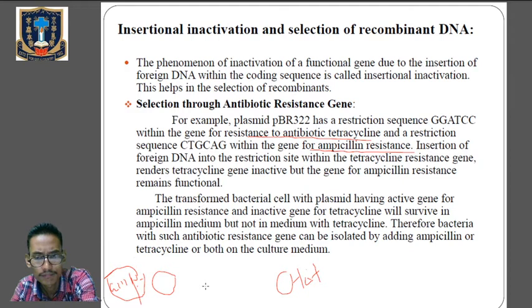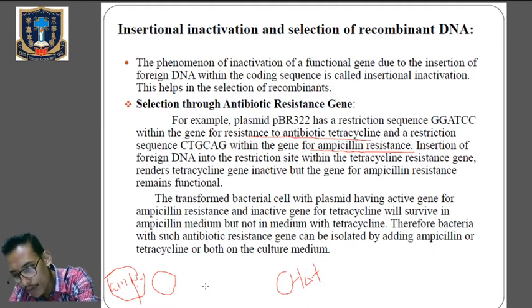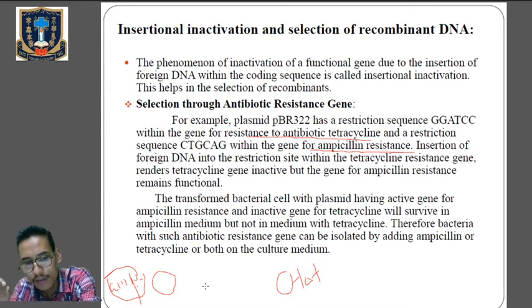Why will they be able to survive in a medium containing ampicillin? Because those bacteria still have the resistance to the antibiotic ampicillin. The gene that provides the resistance to the antibiotic is still functional. So the bacteria will survive in a culture plate containing ampicillin.